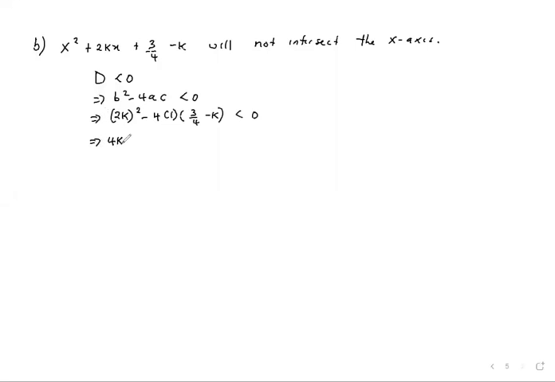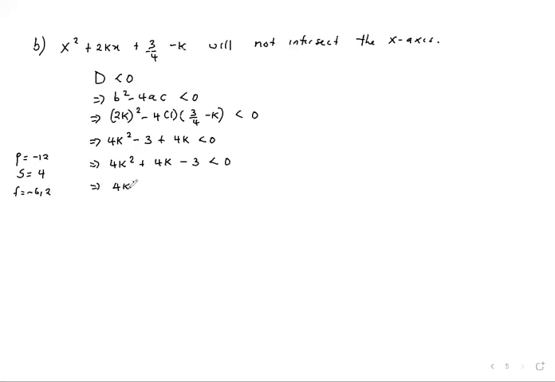So we get 4k squared minus 3 plus 4k is less than 0. I'm expanding there by negative 4. So we get 4k squared plus 4k minus 3 is less than 0. 4 times negative 3, we get the product to be negative 12. The sum is 4. So the factors should be negative 6 and positive 2.